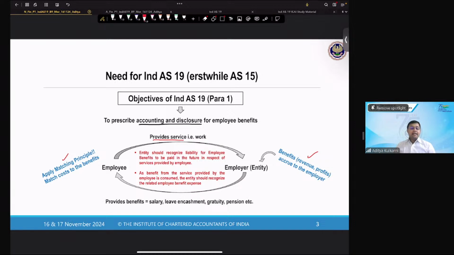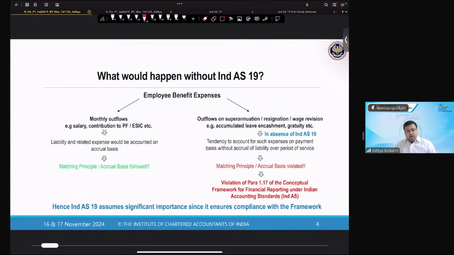So we end up creating provisions. The basis of those provisions is outlined in this particular standard. Is it okay? So that is the objective. Now, as I explained, it is very easy to account for monthly outflows, salary, contribution to PF, ESI, all these things, it's very simple to calculate. But outflows on superannuation. Superannuation means he has completed 60, the retirement age has come, he is supposed to resign. Is supposed to leave the organization, or on resignation, or on wage revision, accumulated leave encashment, gratuity, etc.